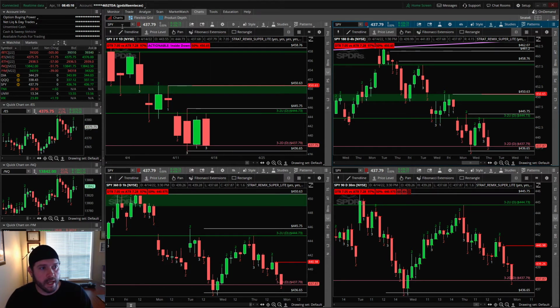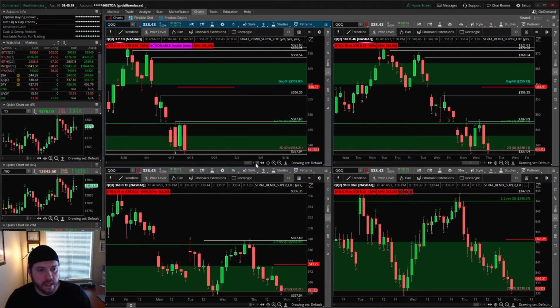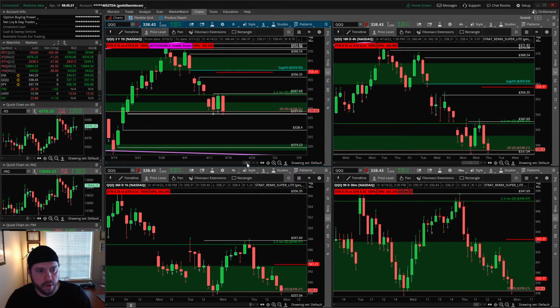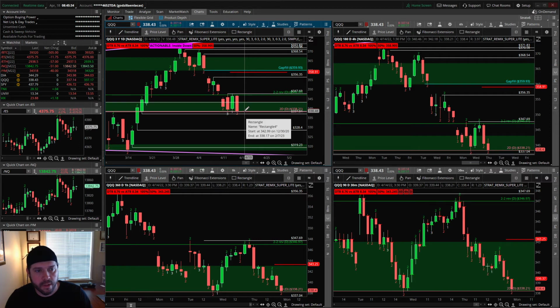So last but not least, we have QQQ, which is going to be the tech stocks. Very similar looking setup. We didn't go outside day on Friday, but the bar pretty much looks the same, nice and big. We almost went outside day, very close. So keep that in mind. Looks like right now we're going to be opening below as well. So another 2-down day. Just keep an eye on what's going on in the big indexes.